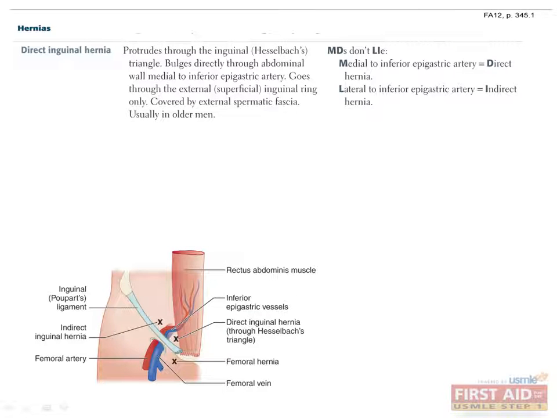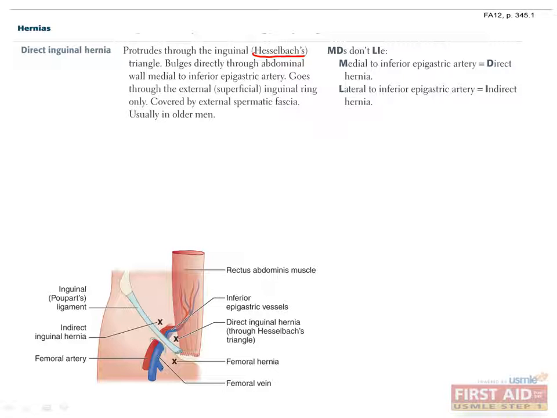The direct inguinal hernia goes right through the abdominal wall, medial to the inferior epigastrics. This is an area known as Hesselbach's triangle. Direct hernias don't pass through the internal inguinal ring, but they do go through the external inguinal ring. The direct hernias are commonly thought to be associated with congenital weakness in the abdominal wall, or heavy lifting on exertion, but study results are mixed.